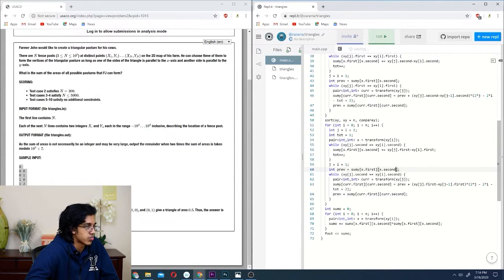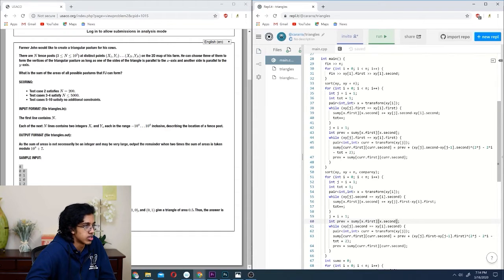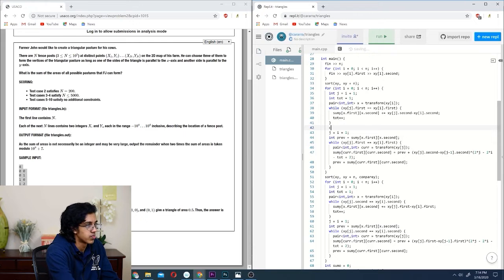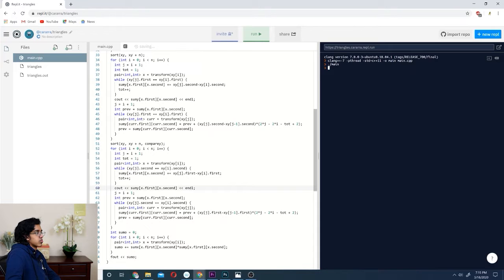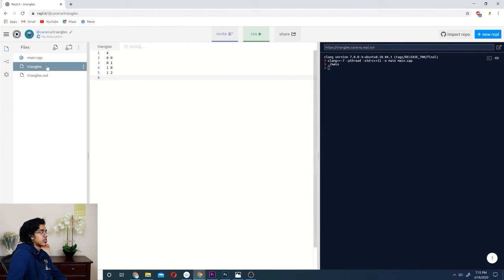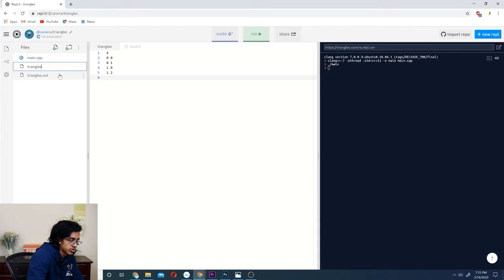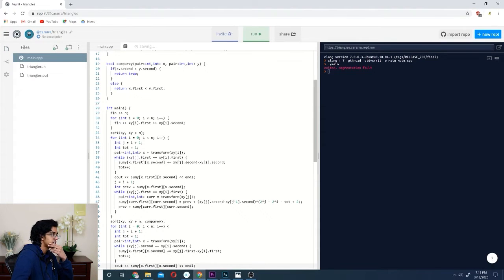Well, I mean, that still doesn't work, but let's see. Now, what can we print out to make it make sense? Well, let's first print out the sum of this, and then we'll do the same for the y coordinate. Wait, did it not print out anything? Wait a minute. Is it reading it? Oh, I didn't call it triangles.in. Okay, triangles.in. We're having a segmentation fault.